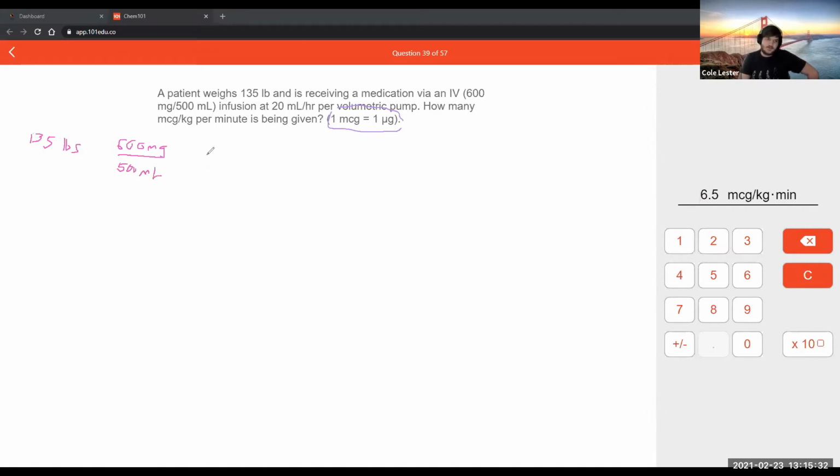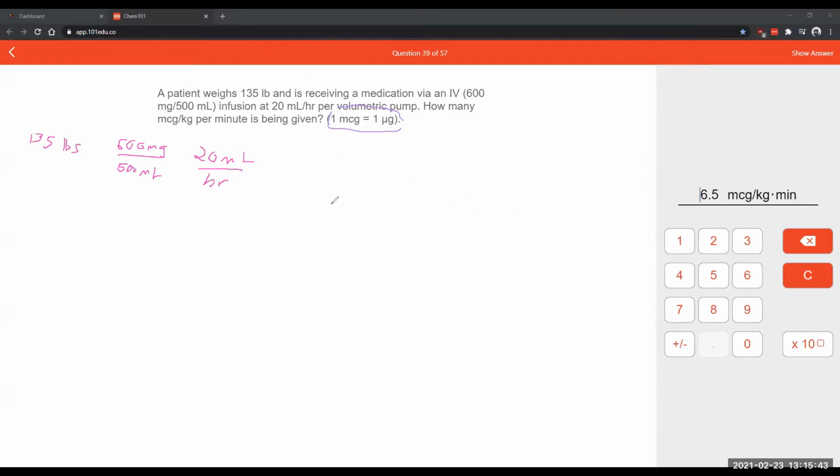So perfect. So we're going to start with the 135 pounds, or write down all of our information. God, doing this with a mouse sucks. Yes, it does. All right.